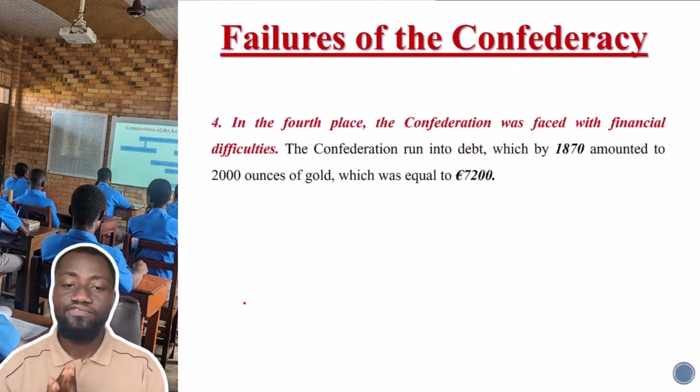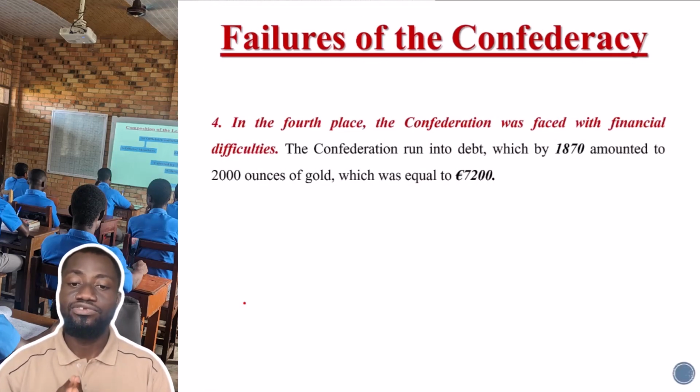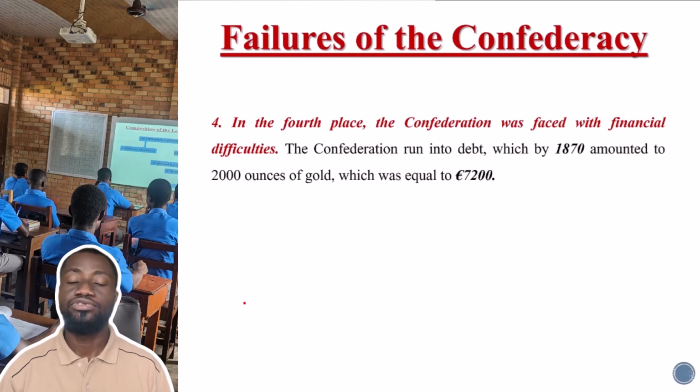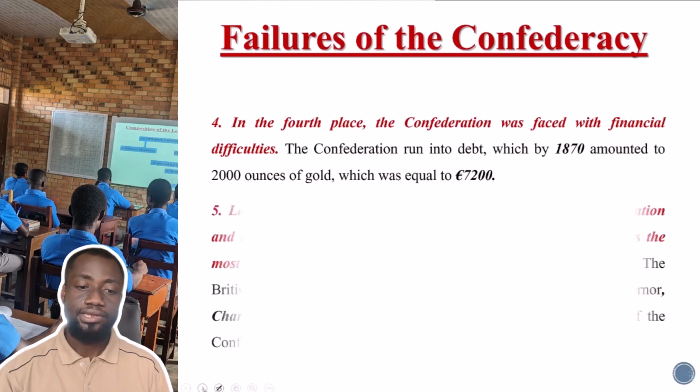In the fourth place, the Confederation was faced with financial difficulties. The Confederation ran into debt, which by 1870 amounted to 2,000 ounces of gold, which was equal to 7,200 pounds. Now, as a confederacy, you need money to run its affairs, and member states failed to pay their dues, and that also crippled the administrative mechanisms of the confederacy, and so they couldn't survive.